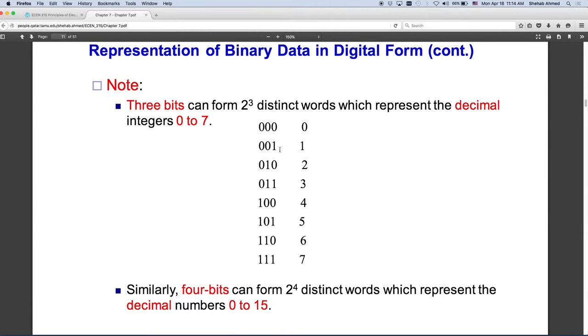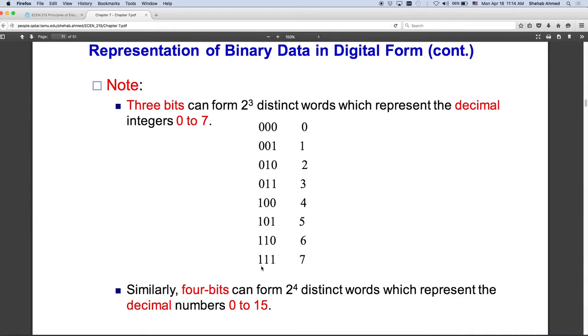Then this one: it's 1 times 2 to the 0, which is 1, plus 0 times 2 to the 1, plus 0 times 2 squared. The sum of them is 1. Here, the last one: 1 times 2 to the 0 is 1, and 1 times 2 to the 1 is 2, so we have 3 now.